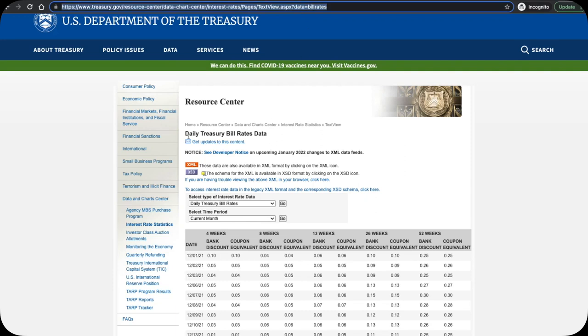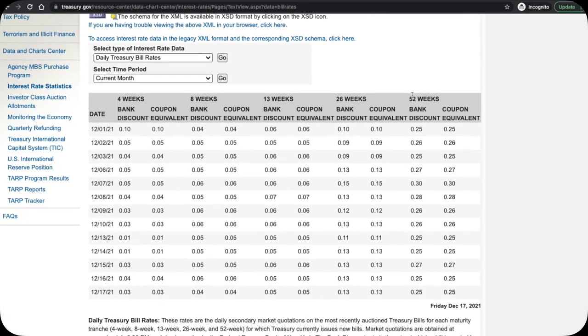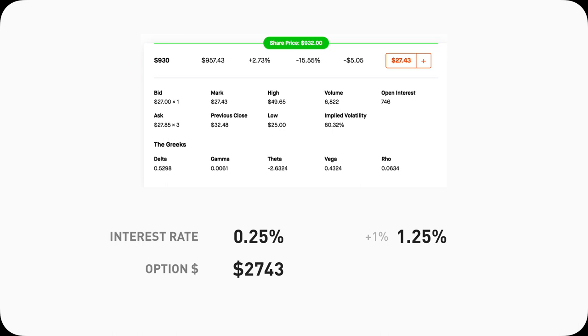Treasury bills is essentially a loan to the government. You lend them money, they'll pay you back interest. As of today, the yearly rate is 0.275%. Meaning, if you lend the government $100, 1 year later, they will pay you back that $100 with 25 cents as interest. To apply that to option trading, in this example, the 930 Tesla call, it has a Rho of 0.0634. If tomorrow for some reason Fed decided, hey, we're gonna increase interest rate from 0.25 to 1.25, 1% increase, then this call option price will go from $27.43 to roughly $27.49.